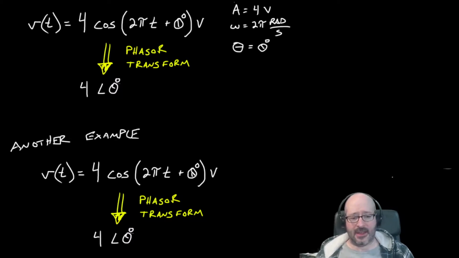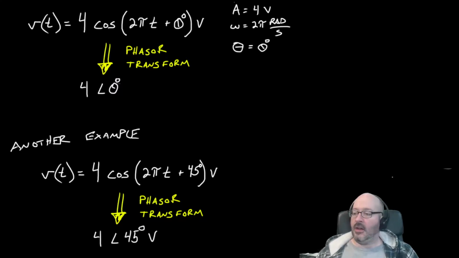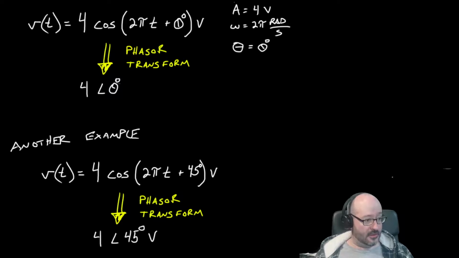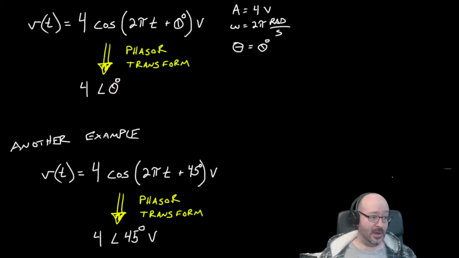And let's say it has a phase shift, and let's just make it something easy for us to see visually. Let's make it 45 degrees. Okay, the phasor representation is now going to be 4 at an angle of 45 degrees. Let me change up my code so that we have something that looks like that. Looks like that unit is 45. We're going to find out real quick when I plot it.